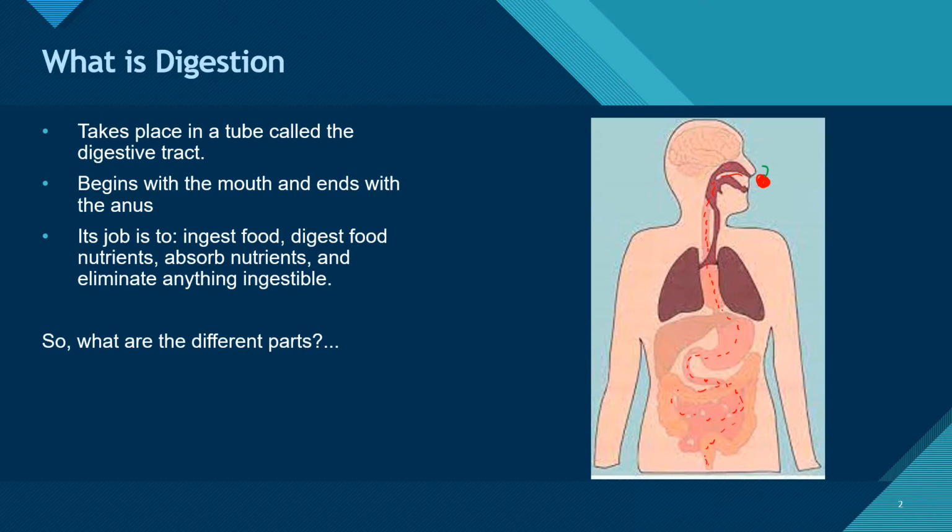So that is just a really simple breakdown of the digestive system, but we're actually going to start to look at the little individual parts that I just went through in way more detail. Like I said before, digestion takes place in a tube called the digestive tract. It begins with our mouth and ends with the anus. The system's entire job is to ingest food, digest food's nutrients, absorb the nutrients, and eliminate anything indigestible. So, what are those different parts?